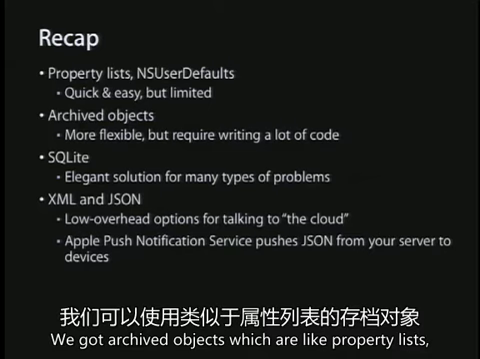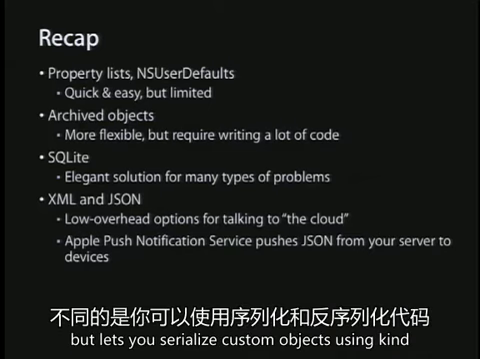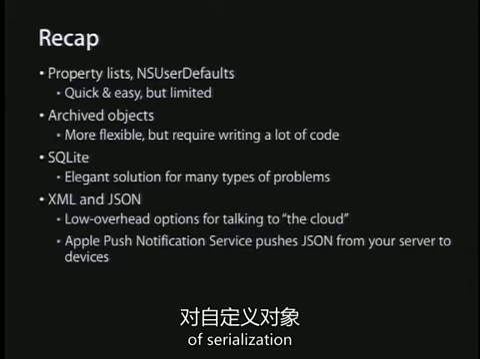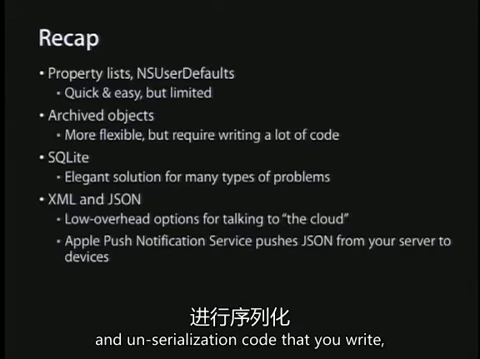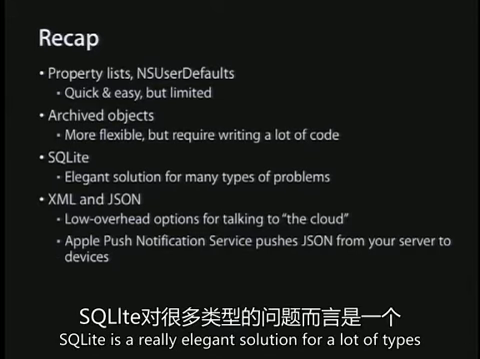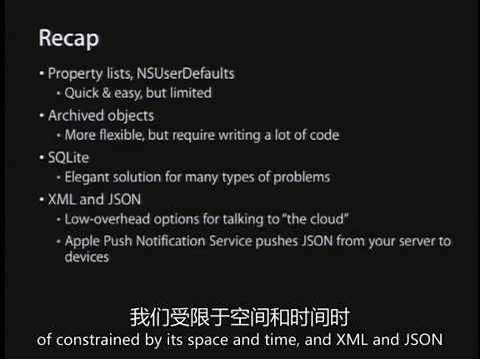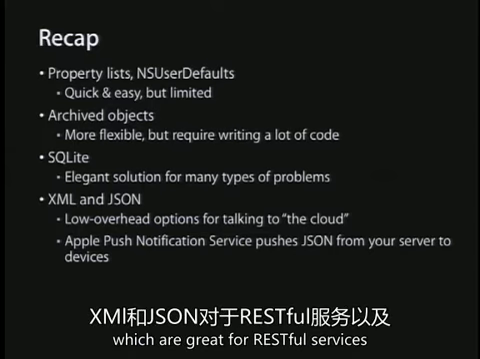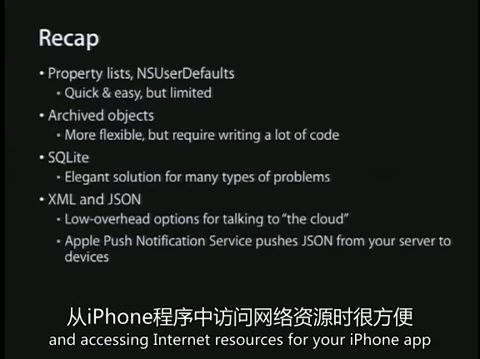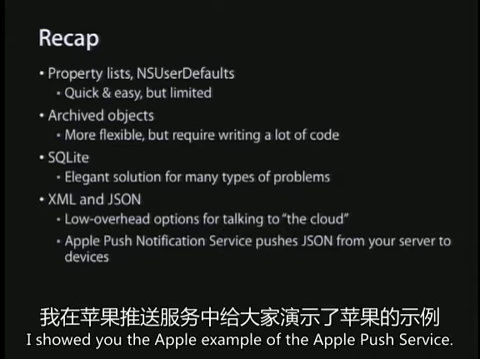We had archived objects, which are like property lists, but let you serialize custom objects using serialization and unserialization code that you write. SQLite is a really elegant solution for a lot of types of problems, especially on the iPhone where we're constrained by space and time. And XML and JSON, which are great for RESTful services and accessing internet resources for your iPhone app. And I showed you the Apple example of the Apple push service.